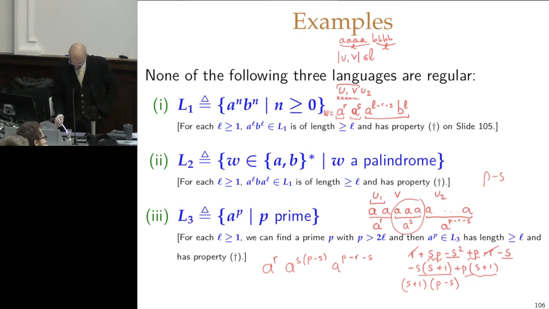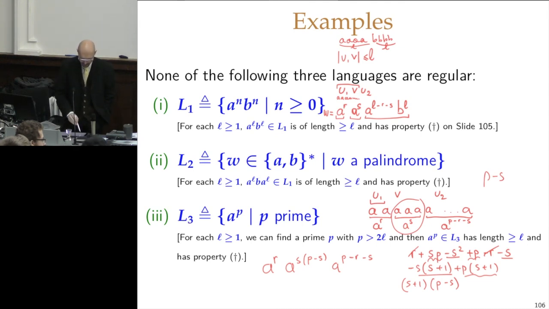And s, what was s? It was the exponent of a in v, and v was the one that was not the empty string, so s cannot be 0, s is at least 1. So s plus 1 is greater than 1, so this is not a trivial factorization. This is at least 2, and this p minus s was less than l, and p was greater than 2l, so this one is also not less than 1. So this thing is a genuine factorization of this total number of a's, which means the total number of a's is not a prime number because it has two factors, and therefore this string, which I have pumped by iterating v p minus s times, is not in L3, and therefore I have a counterexample.